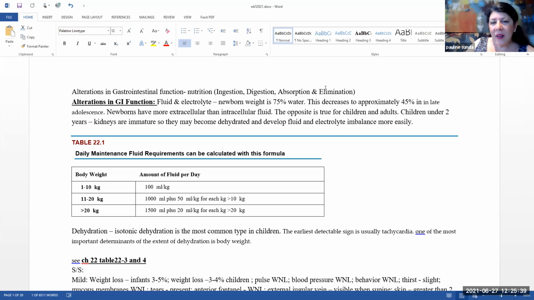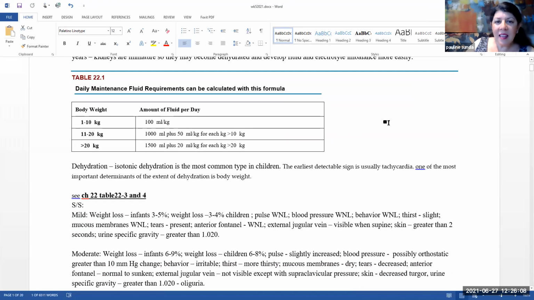Remember, the newborn's weight is 75% water. This decreases to approximately 45% in late adolescence. Newborns have more extracellular than intracellular fluid. The opposite is true for children and adults. Children under 2 years of age have immature kidneys, so they may become dehydrated and develop fluid and electrolyte imbalances more easily.